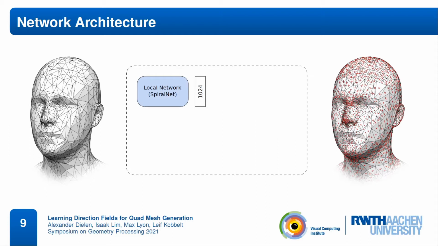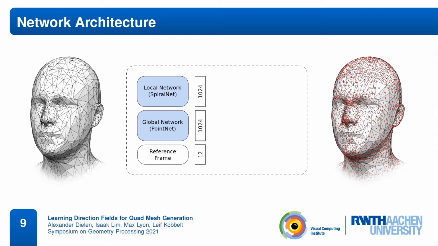Furthermore, we also employ a global network that operates on the entire input shape and outputs a feature vector that encodes global shape information. Finally, we also provide our network with a reference frame that describes the position and orientation of every input triangle. The motivation for this architecture is that the global network should enrich the features computed by the local network with contextual information. As a consequence, our network concatenates all of these feature vectors and then feeds the resulting vector into an MLP that outputs two 2D vectors for every input triangle.